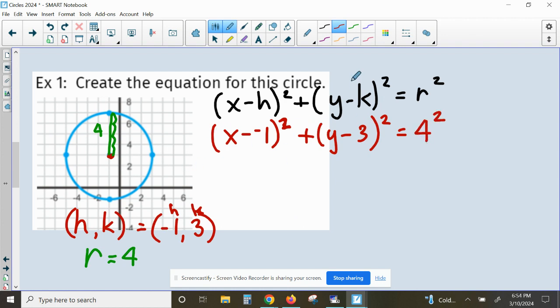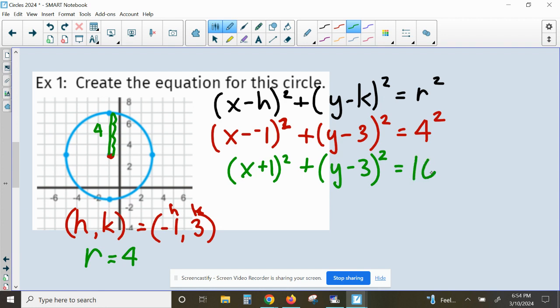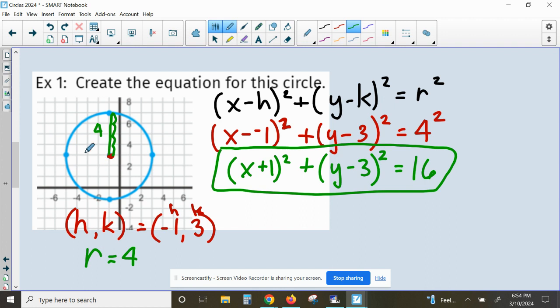Okay, I'm just going to clean this up a little bit. Minus negative is the same as plus, so x plus 1 squared plus y minus 3 squared, looks all nice and cleaned up, equals 16. This right here is the equation of this circle. So if I were to type this right into Desmos, it would graph this circle.